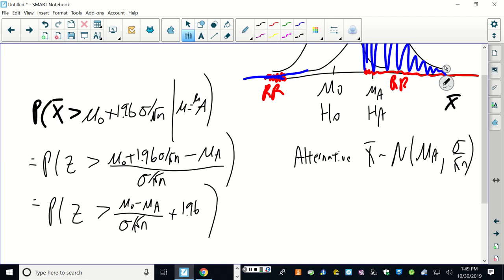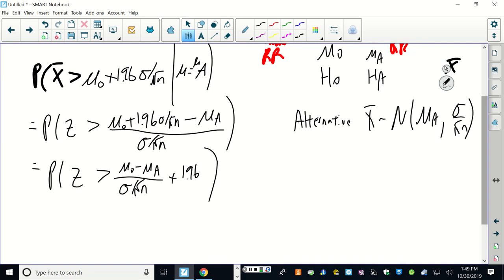And so as I've drawn it with mu sub a bigger, we have 1.96 minus something, because mu sub a is bigger, the difference here is negative. So if this difference is big enough relative to the sigma over square root of n, we're going to get something bigger than 1.96, and we're actually going to be more than half the curve. Right? You want to be at least half the curve, if not more. So that'd be one tail area, or one part of the power.